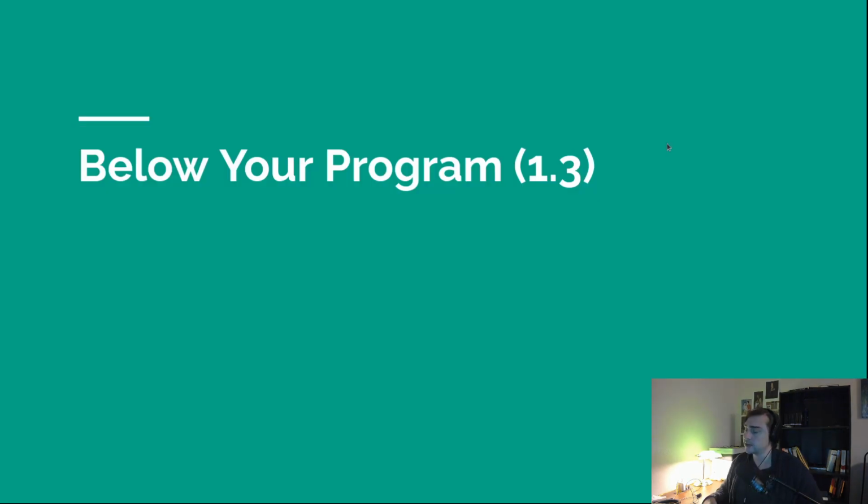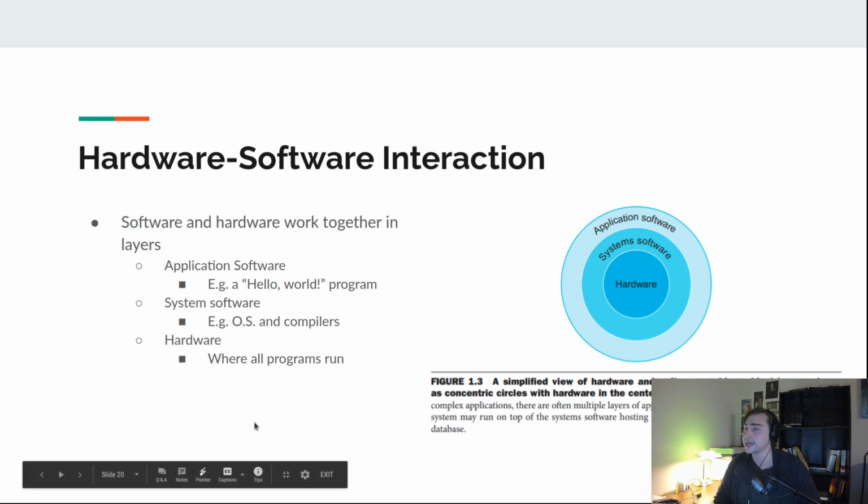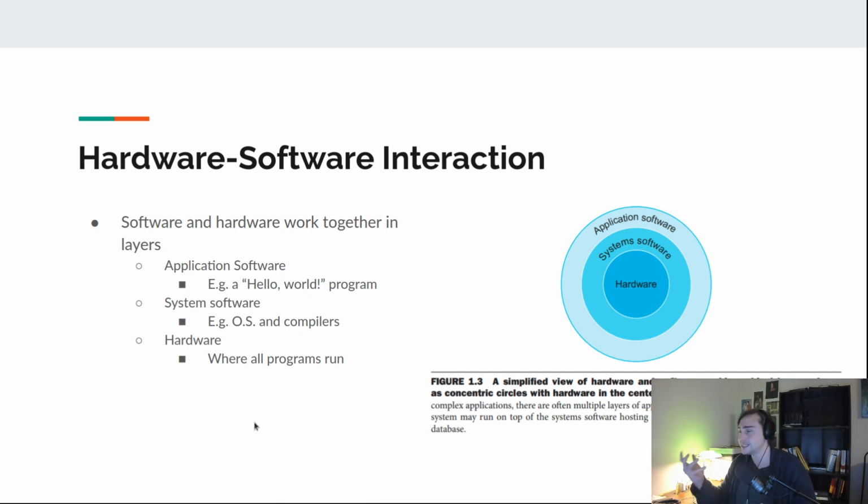So now that we've covered a lot of these great ideas in computer architecture and the different ways that we design, we can start talking about how software and hardware really interact. So software and hardware work together in layers, right? So we have these layers of abstraction. Oftentimes we can break these out into 3 layers, right?